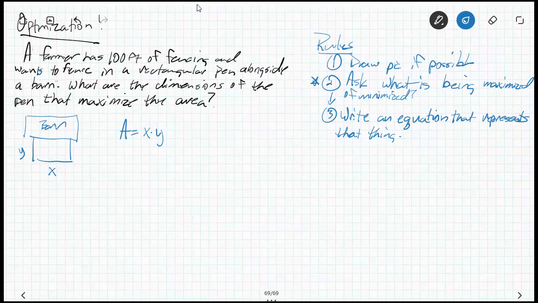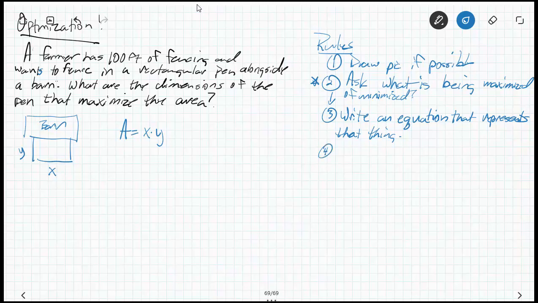Okay, now there's a problem. This is not a function of one variable. It's a function of 2 variables. And in differential calculus, we're dealing with real valued functions of a real variable. All right, so I need area to be either a function of X or Y.